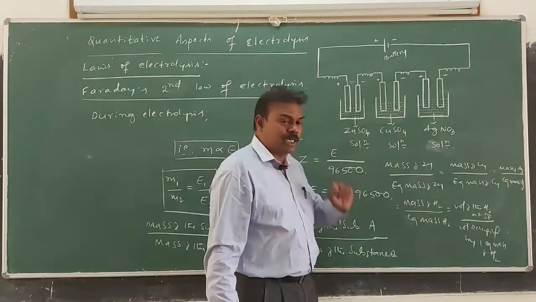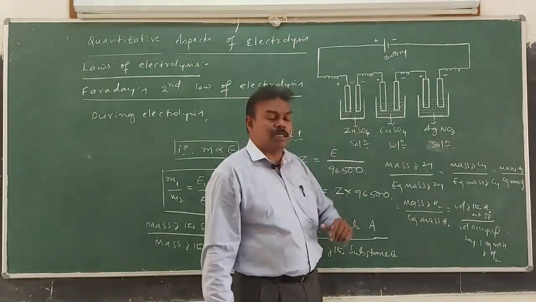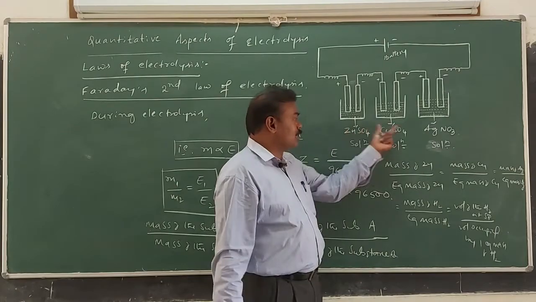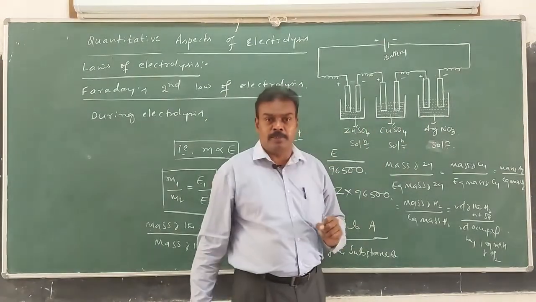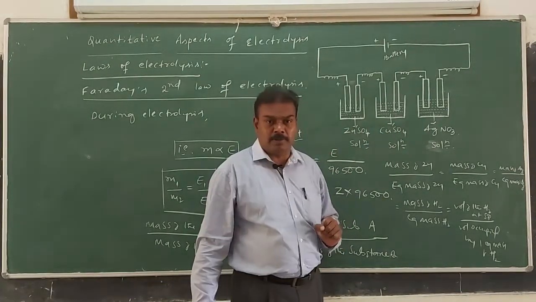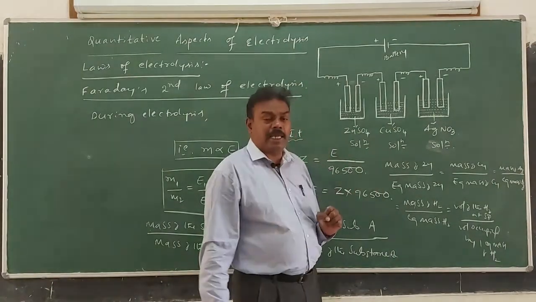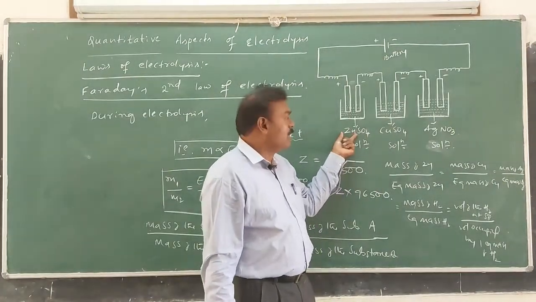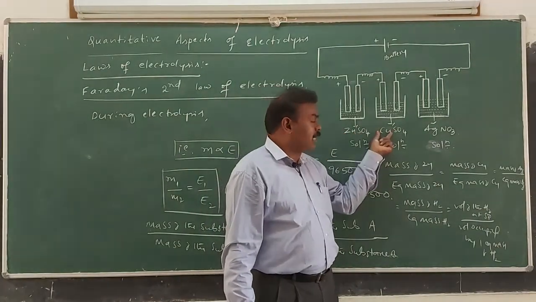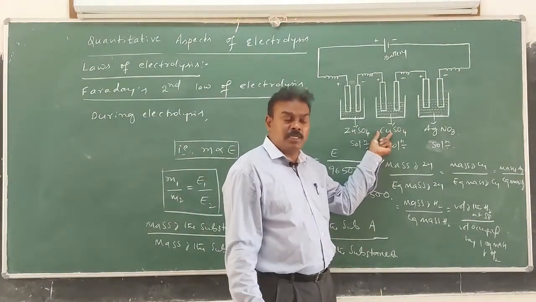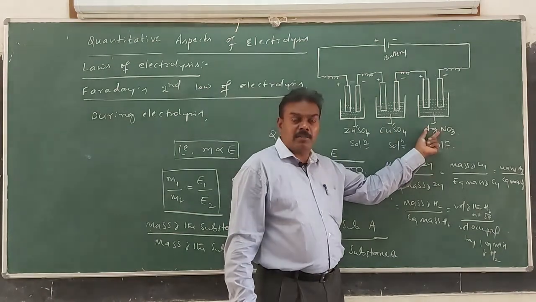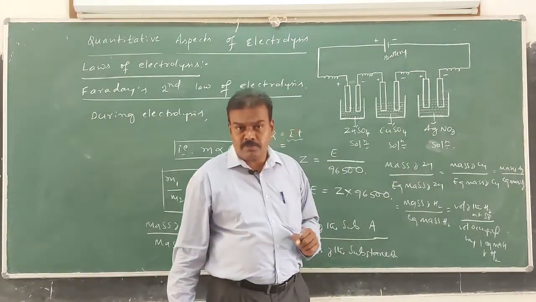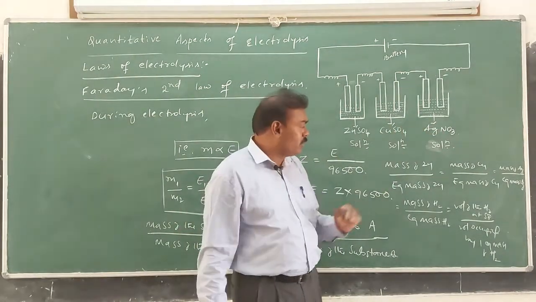If you pass electricity through different electrolytic solutions like zinc sulfate solution, copper sulfate solution and silver nitrate solution, I am taking only the cathodic reaction, which means the reduction will be taking place on the cathode. On the cathode, Zn2+ is discharged in the form of Zn. Here copper is discharged. Here silver is discharged. How much silver is discharged? So we should know the relation.